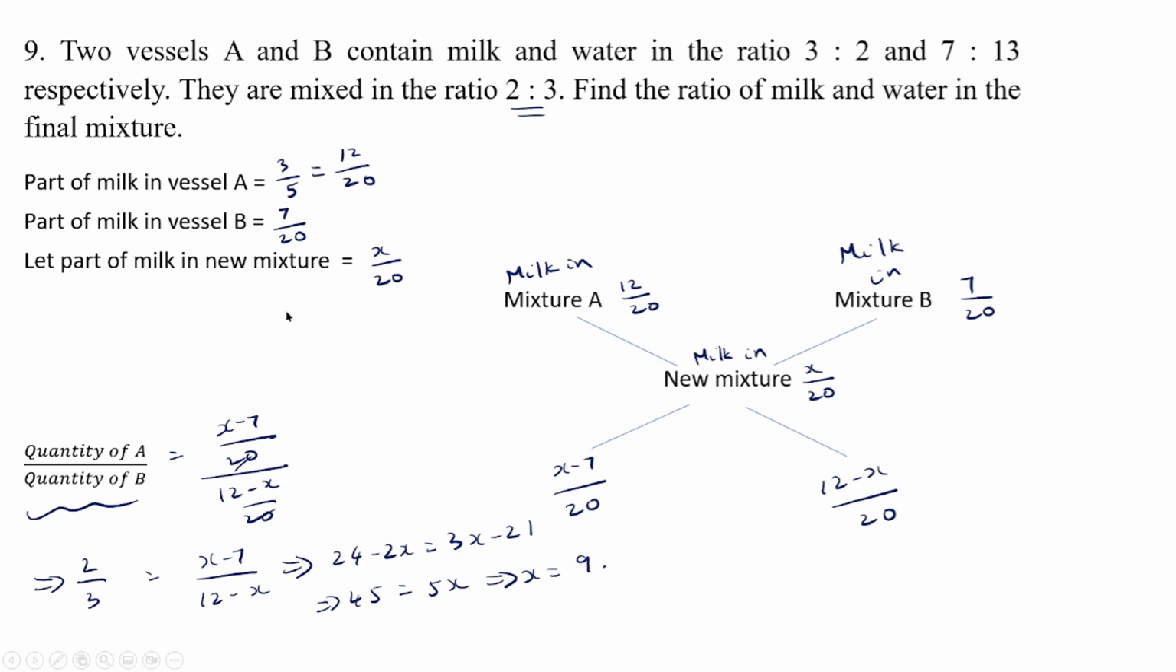So part of water in the new mixture will be 1 minus 9/20, which is 11/20. So milk is to water, the required ratio, is 9/20 is to 11/20, or it is 9 is to 11. So this is the ratio of milk and water in the final mixture.